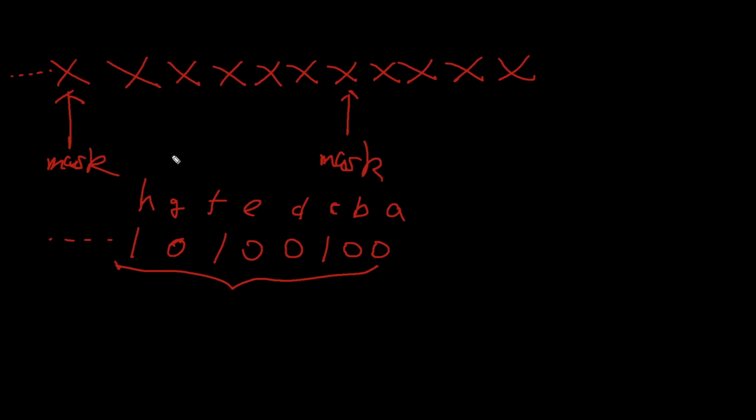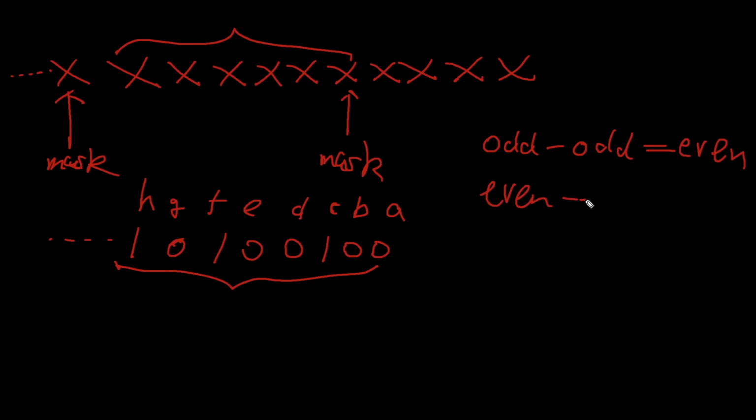Okay, if they're the same, what does it mean? It means that the substring in between, like this one, the appearance for all the letters must all be even, because the parity is the same, right? So odd subtract odd equals even, right? And even subtract even also equals even, right? So that's the first one.